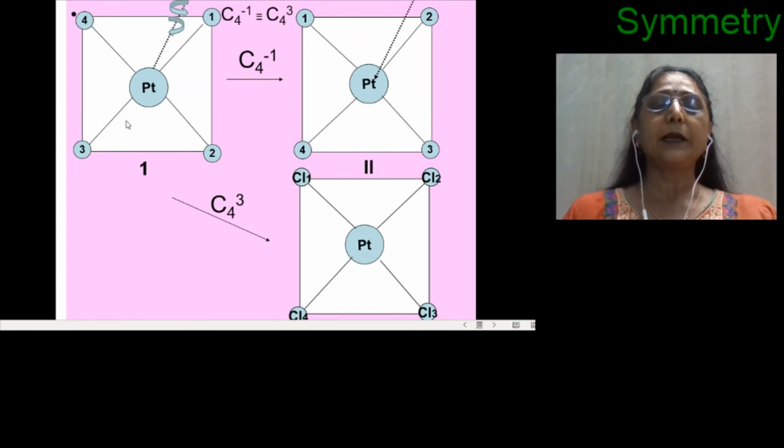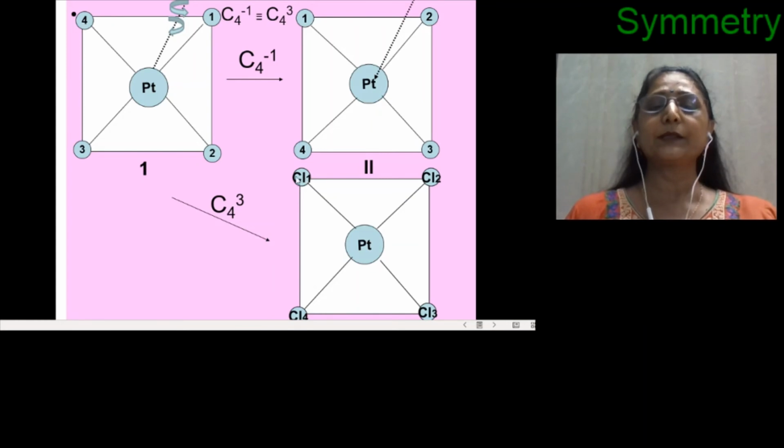Now I am considering structure number 1 again, but this time we will rotate the molecule 3 times around the axis, that is C4 3 times. So I am considering this axis passing through the platinum. One rotation will take chloride 1 to the place of chloride 2. Another rotation will take the same chloride 1 to the position of chloride 3, and the third rotation will take chloride 1 to the position of chloride 4. So my chloride 1, after 3 rotations around the C4 axis, will be over here.